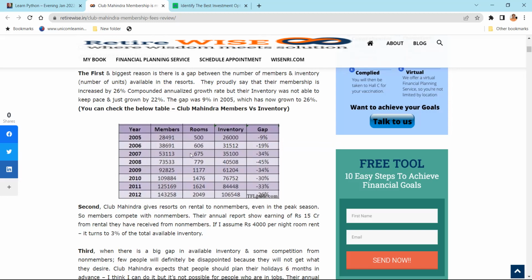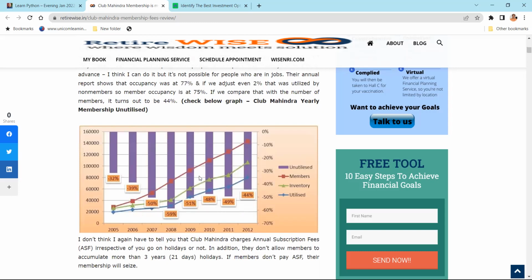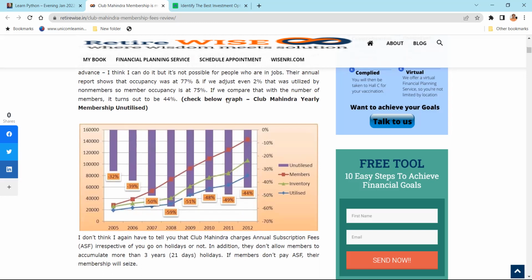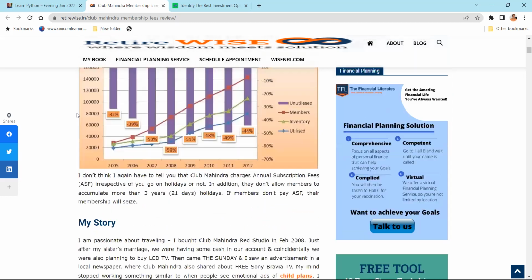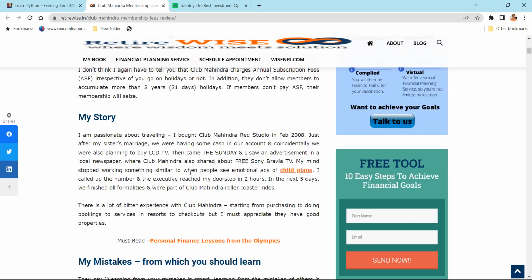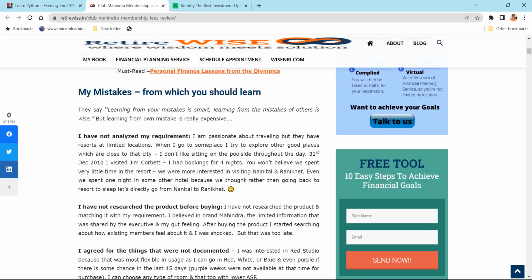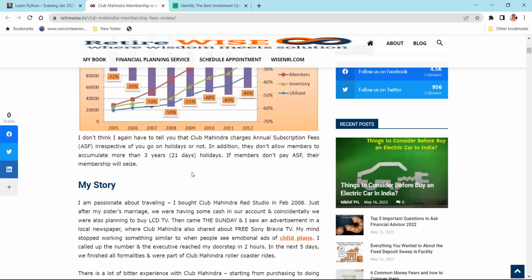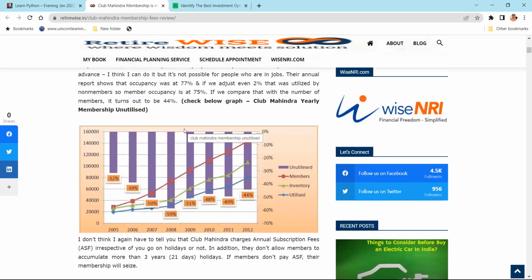So this is what he's trying to show. He's taking all this data and showing why he thinks that people should not buy this membership. Now, this is his opinion, and his data. So he has done all this analysis, and then he told his story. So this is your data analysis. Now, if somebody reads this article and is planning to buy a Club Mahindra membership, they will not buy. They'll stop paying money to Club Mahindra. That's the power of visualization.